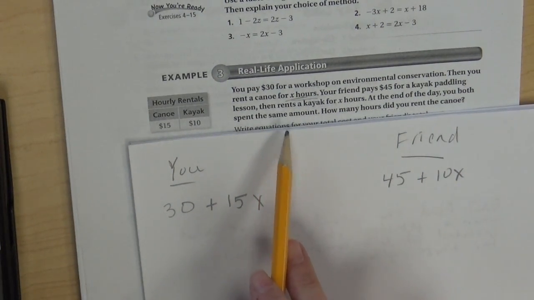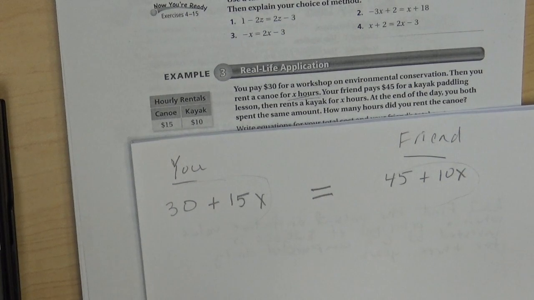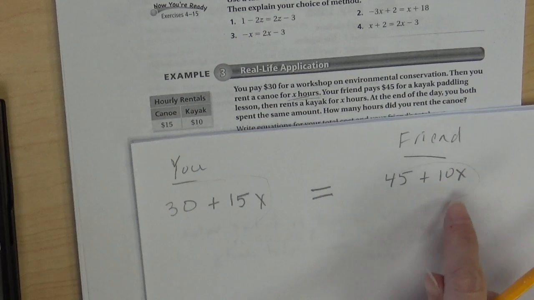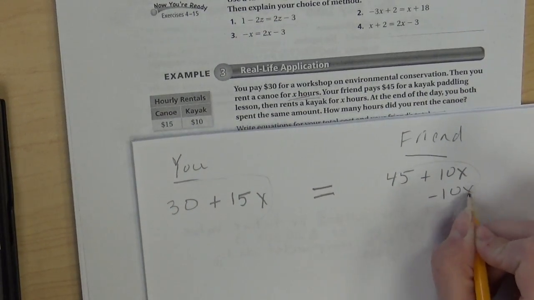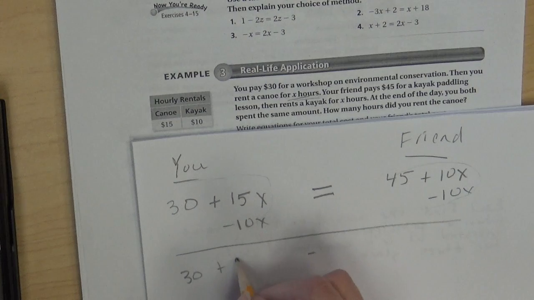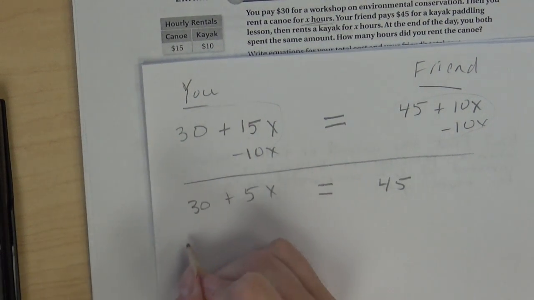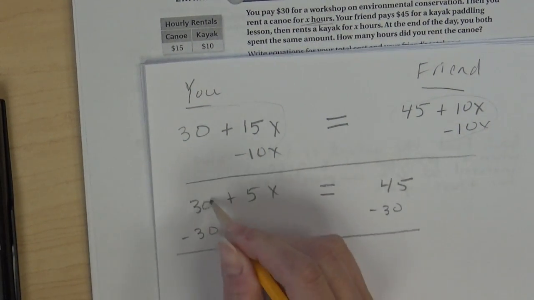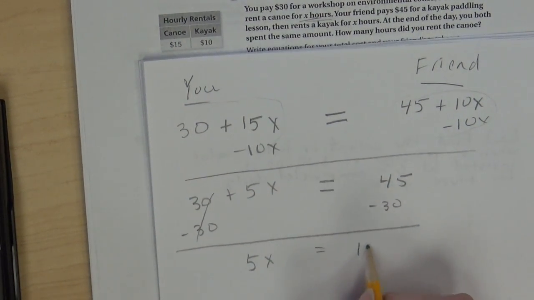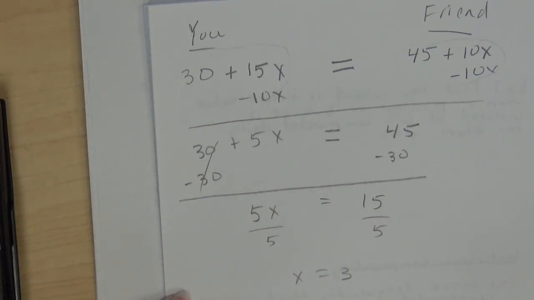At the end of the day, you both spent the same amount. So that means that whatever this is and this are equal. So you can make an equation. How many hours did you rent the canoe? All right, well, let's see if we can solve this for x. So I'm going to subtract 10x on both sides. Excuse me, 30 plus 5x equals 45. And then let's subtract 30 on both sides. 5x equals 15. Divide by 5. x equals 3. Okay, so I got x equals 3.